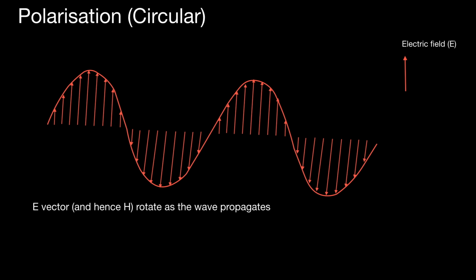Now, with circular polarization, the whole vector, the E and the H, both rotate either clockwise or anti-clockwise, as seen from behind, completing one rotation every wavelength. And that's an important thing to note. And we can have right-hand circular polarization or left-hand circular polarization.